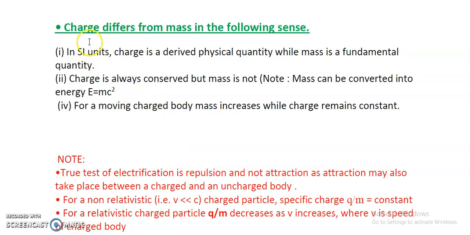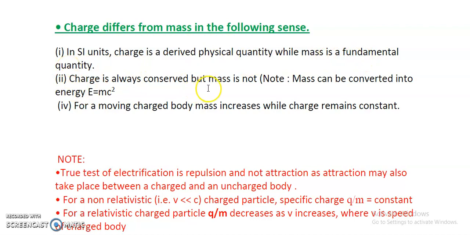Next, we are going to observe the differences between charge and mass. Some differences are there between charge and mass. The first difference is: in SI units, charge is a derived physical quantity while mass is a fundamental quantity. We have already studied this in the units and measurement chapter in class 11th, that charge is a derived quantity. There the electric current was a fundamental quantity, but charge was a derived physical quantity, but mass is a fundamental physical quantity.